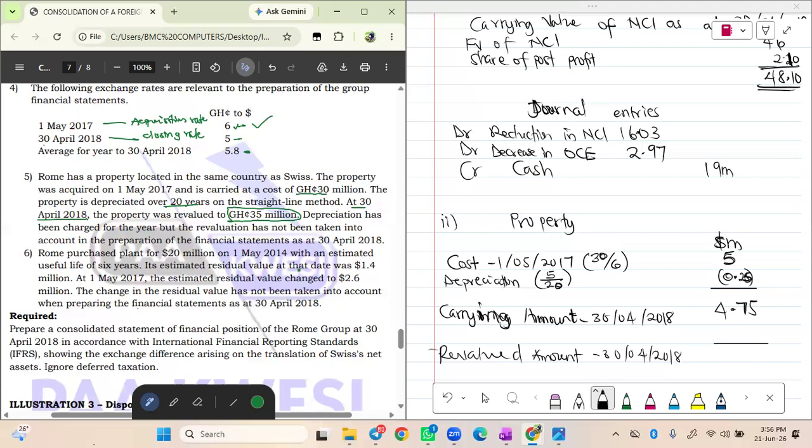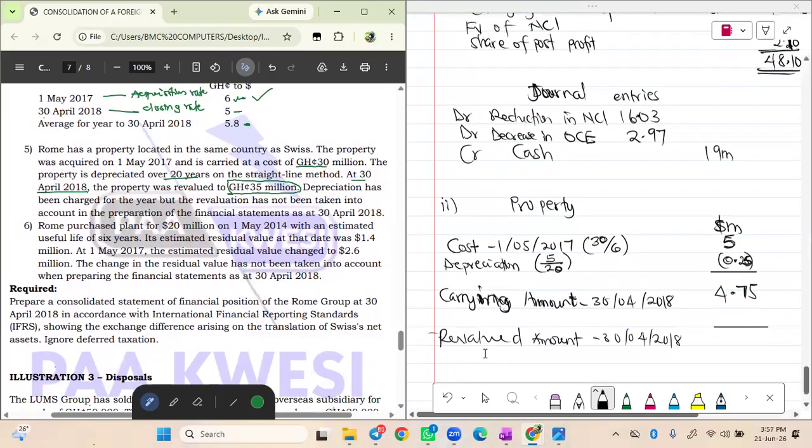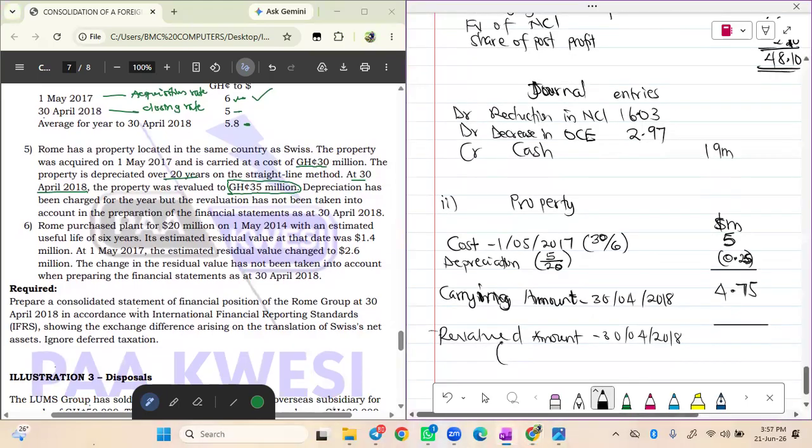So we are not translating the carrying amount of the PPE or the property. We are not translating the 4.75, but we are rather translating the revalued amount. The revalued amount was in cedis, but we want it in dollars, right? So it will be the 35 million divided by the 30th April 2018 closing rate. So 30th April 2018 is 5. So we divide by 5.